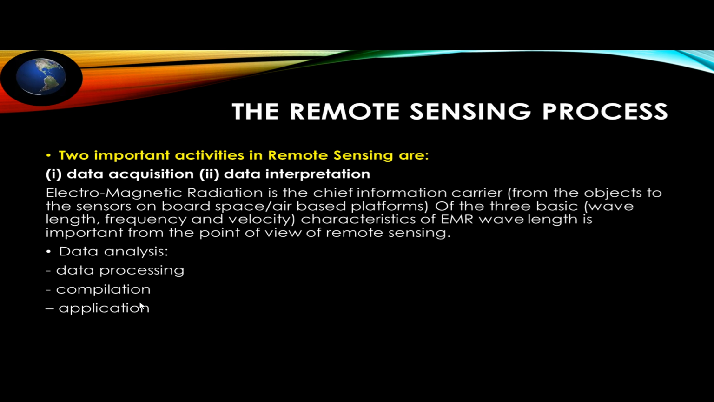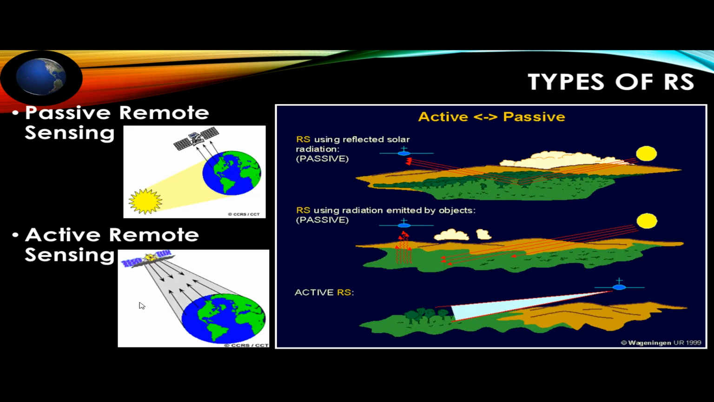And then data analysis has been done, like data processing, compilation and application. Those are the further steps in remote sensing data processing. So let me tell you about passive remote sensing and active remote sensing.